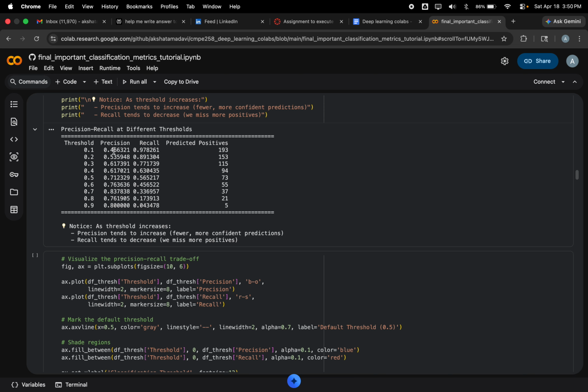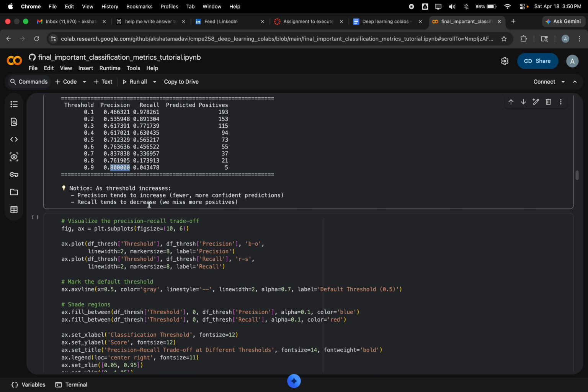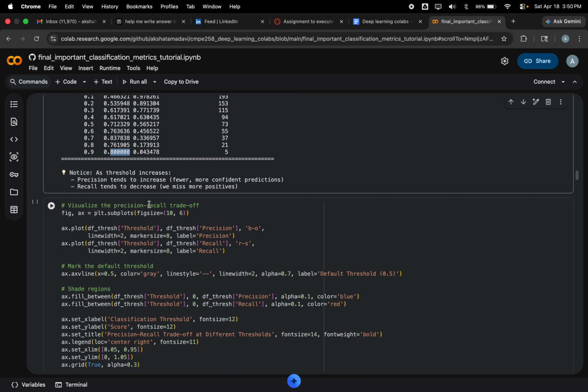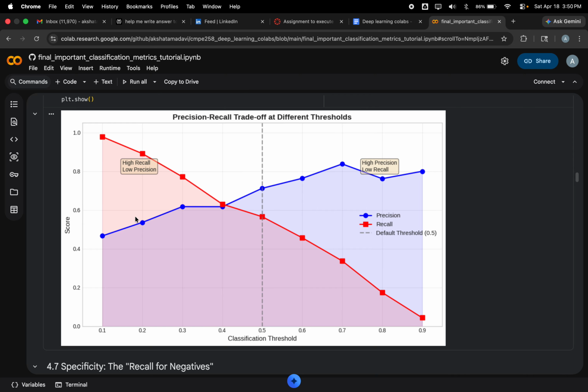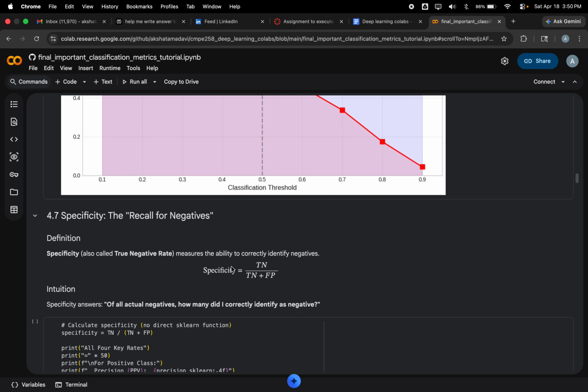So when the threshold is 1%, you can see the precision is very low but recall is high. But as you increase the threshold, you will see the precision is increasing and the recall is decreasing. So that's the inversely proportional relationship they both have. And we can see it over here as well, the same plot.